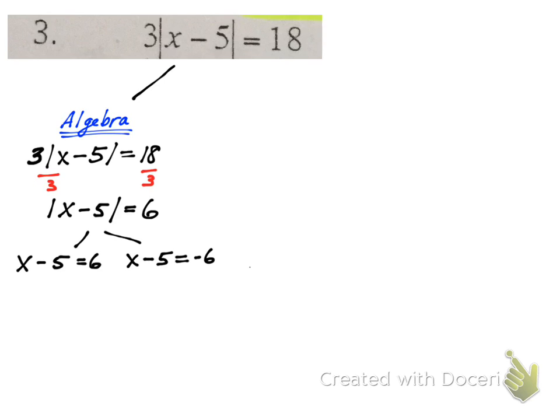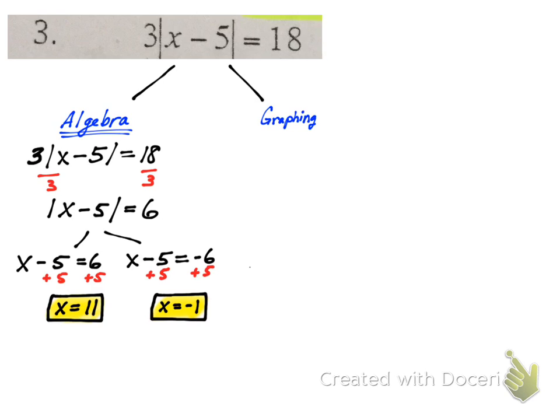To solve those equations, you're going to first of all add 5 to both sides, and then get the answer of x equals 11, and then add 5 to both sides in the other equation, and get x equals negative 1. You've now solved it algebraically. But you also may have tried to solve it with a graph as well, just to show that there's another option you could have used.